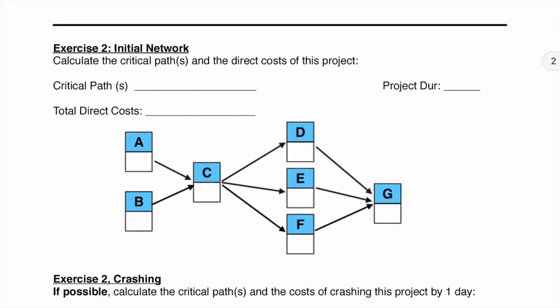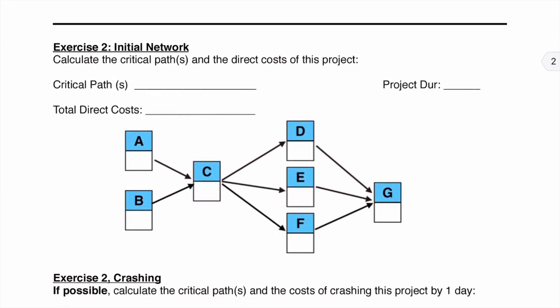So what we want to do is figure out the initial network. So we want to figure out the critical path because we only want to crash those things that are on the critical path. So we will fill in our various values here. I'm going to put an X after the 10 for A to denote that it cannot be crashed. And then I'm going to try to figure out what is the longest path.